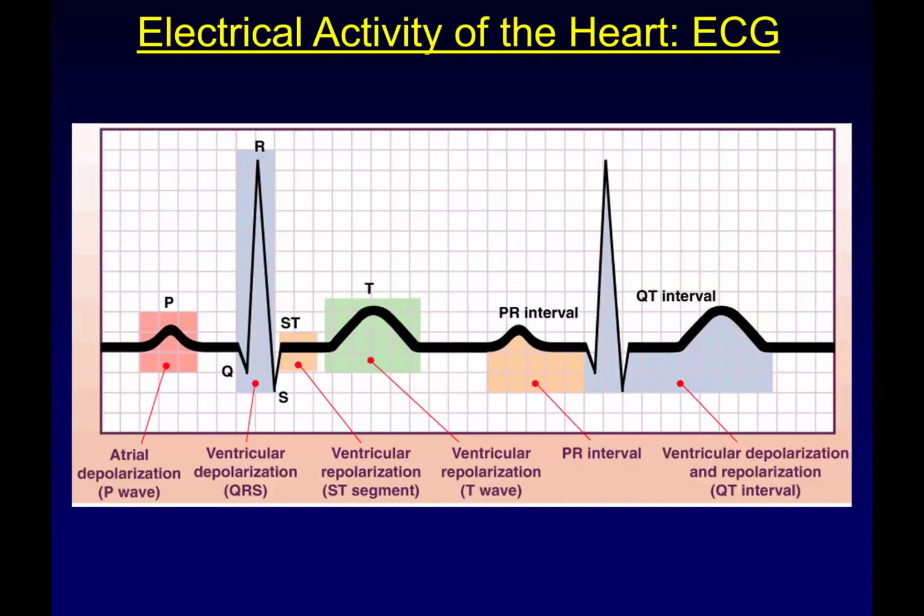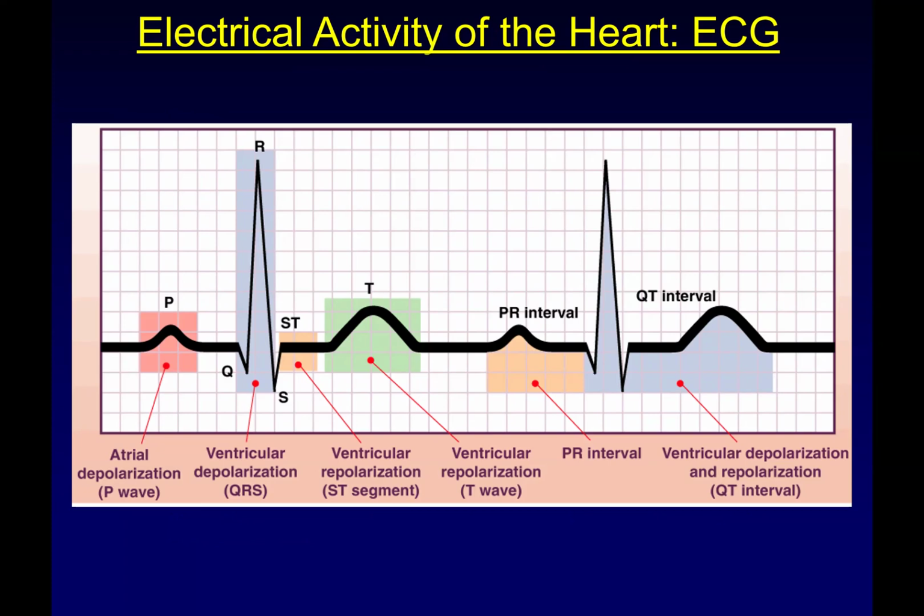Here's a normal EKG showing two cardiac cycles. One here and one there. Technically, if you were reading an EKG, you're supposed to measure from R wave to R wave, so it's really only one cardiac cycle. But for our purposes, we're going to say that it's two.